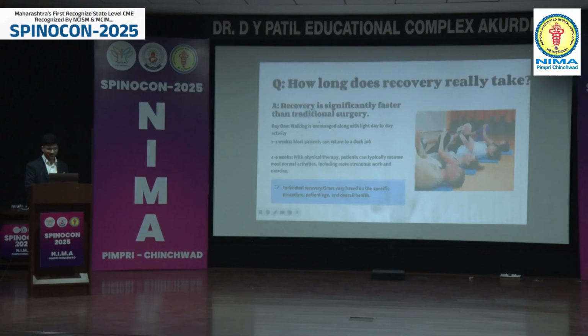On day 1, walking is encouraged along with light day-to-day activities. In 1 to 2 weeks, most patients return to their desk job. And in 4 to 6 weeks, with physical therapy, patients can typically resume most normal activities, including more strenuous work and exercise. Please remember, individual recovery varies based on the specific procedure, patient age, and overall health.